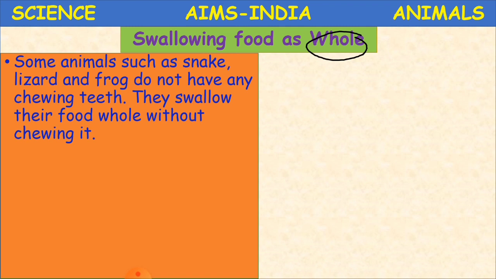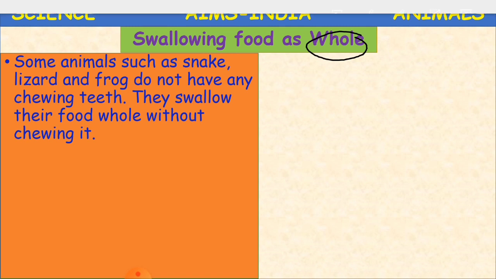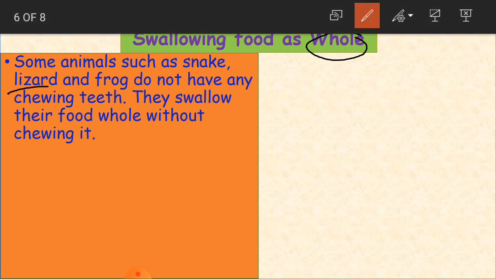Some animals such as snake, lizard and frog do not have any chewing teeth. So lizard, frog and snake, these types of animals do not have any chewing teeth. They swallow their food whole without chewing it. They have teeth, but they don't use them for chewing. So they just swallow their food as it is.